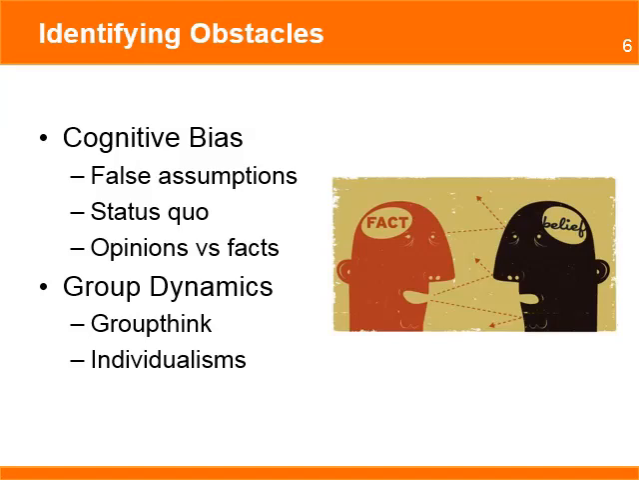Making critical decisions is often difficult due to the obstacles that limit the decision-making ability to find the optimal choice. One of these obstacles is the cognitive bias. These are the preconceived notions people have when dealing with decisions, such as relying on false assumptions, staying within the status quo, or trying to support initial opinions and ignoring facts. Another obstacle is managing the group, from trying to avoid excessive harmony in the ideas, also known as groupthink, to excessive individualism, which is the opposite of groupthink.